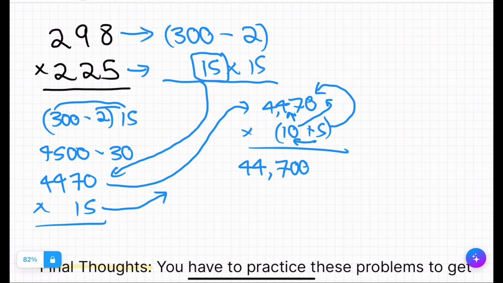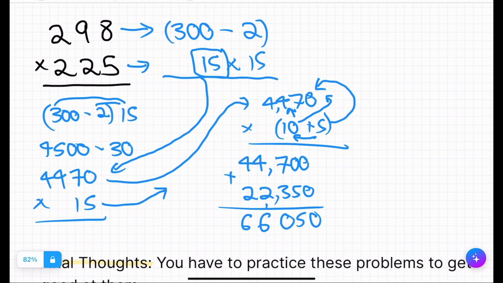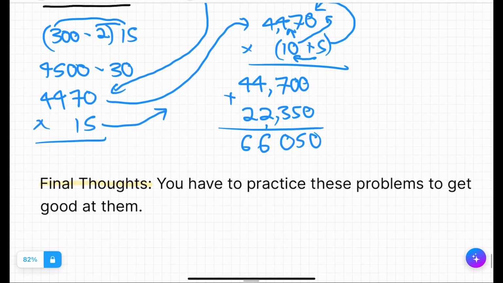And here's how we can do that easily. 700 divided by 2 is 350, and 44 divided by 2 is 22. So now we just add these together, and we'll have our final answer. 4 plus 2 is 6, 4 plus 2 is 6, 7 plus 3 is 10. We'll leave the 0, carry the 1. We've got a 5 here and a 0 here, so let's add our 1. We have 67,050 as our final answer.